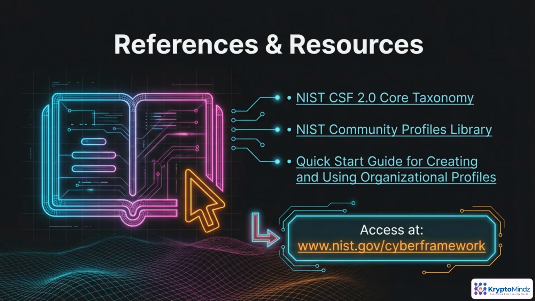As you start applying CSF 2.0, don't reinvent anything. Lean on the official resources. Use the core taxonomy as your single source of truth for functions, categories, and subcategories. Explore the Community Profiles library to see how real organizations scoped and documented their implementations. Then follow the Quick Start Guide to structure your current and target profiles, evidence collection, and roadmap work step by step from the beginning.